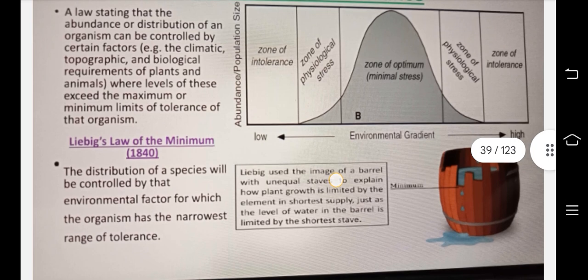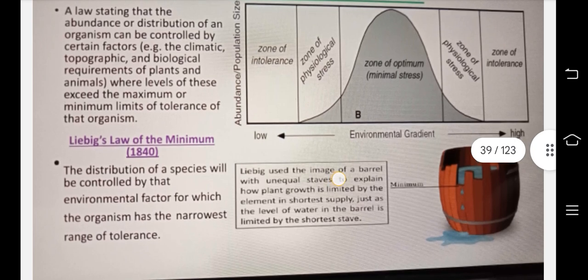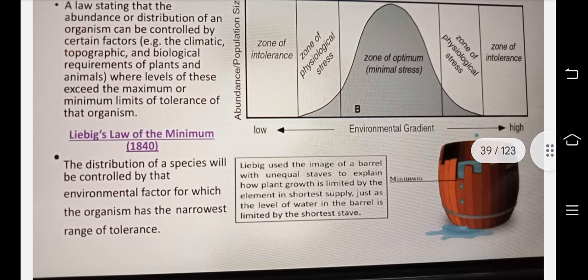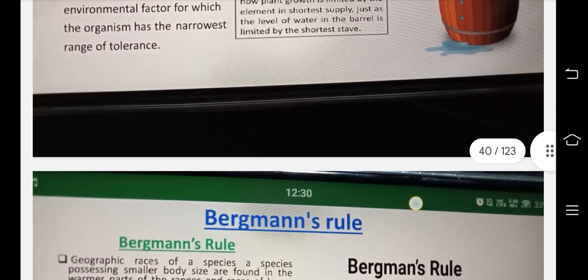So Liebig's law of minimum: the distribution of a species will be controlled by that environmental factor for which the organism has the narrowest range of tolerance. Liebig used the image of a barrel with unequal staves to explain how plant growth is limited by the element in shortest supply, such as the level of water in the barrel is limited by the shortest stave.